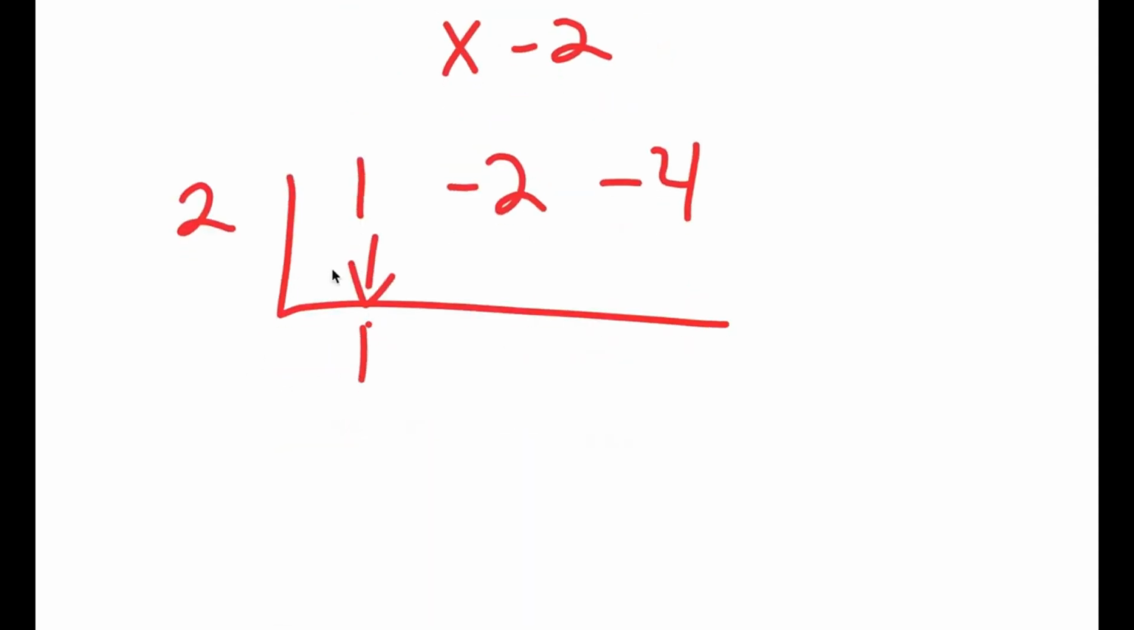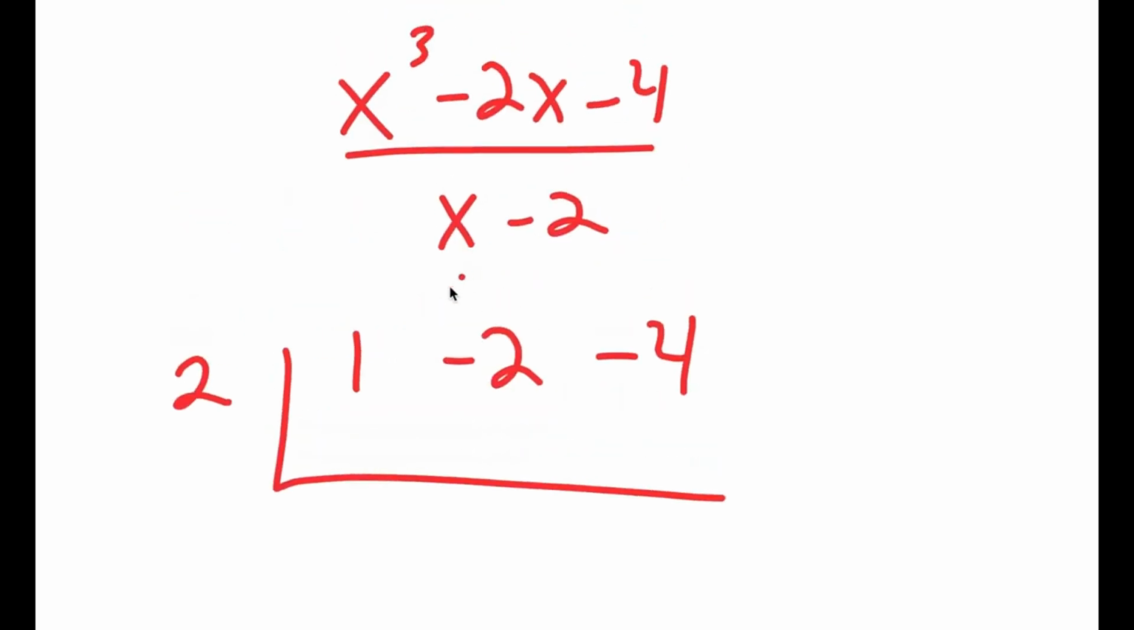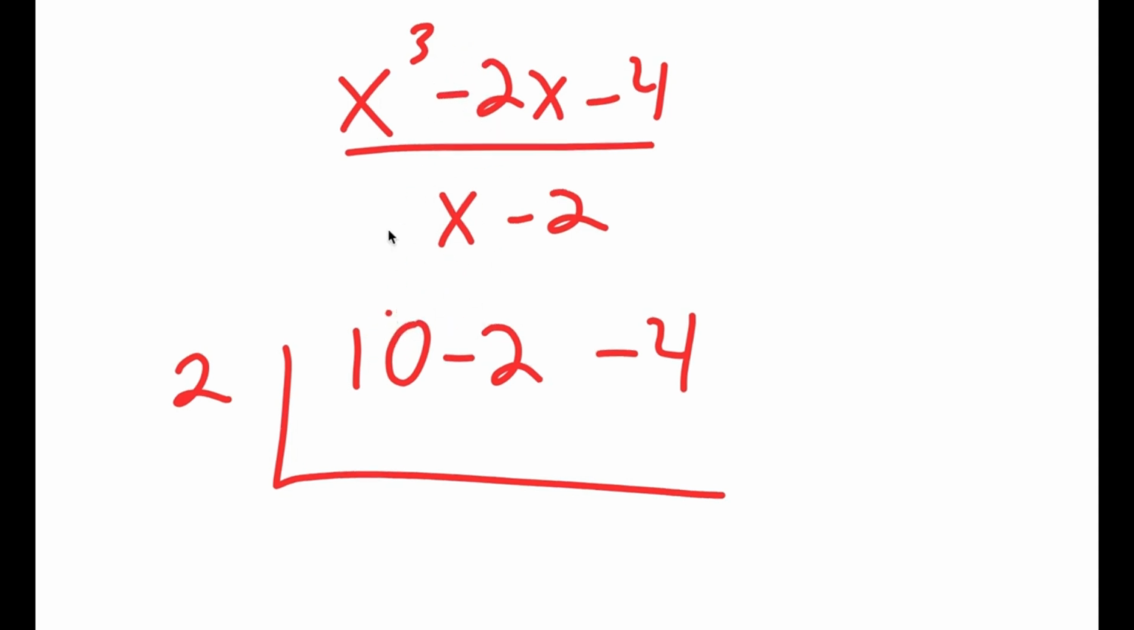I'm going to bring down 1. 2 times 1 is 2. -2 plus 2 is 0. 2 times 0, sorry, I actually did something wrong. We should have a 0 in here because, remember, we have a power of 2. So because there's no power of 2 here, we just put a 0.